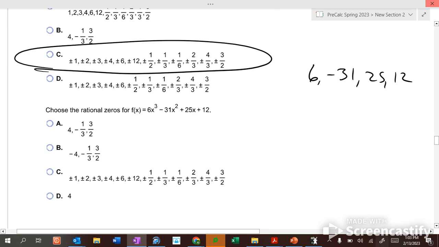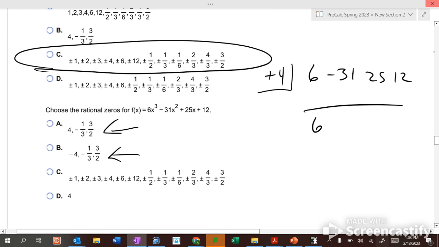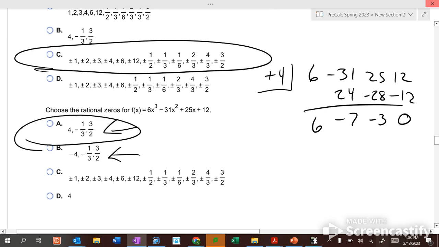So I'm guessing it's either 4 or 8. It's either this or this. Why did I put commas there? So I'm going to try negative 4 first. Nope, I'm going to try 4 first. 6, 24, negative 7, negative 28, negative 3, negative 12. It worked. So positive 4 works. It's got to be that one.